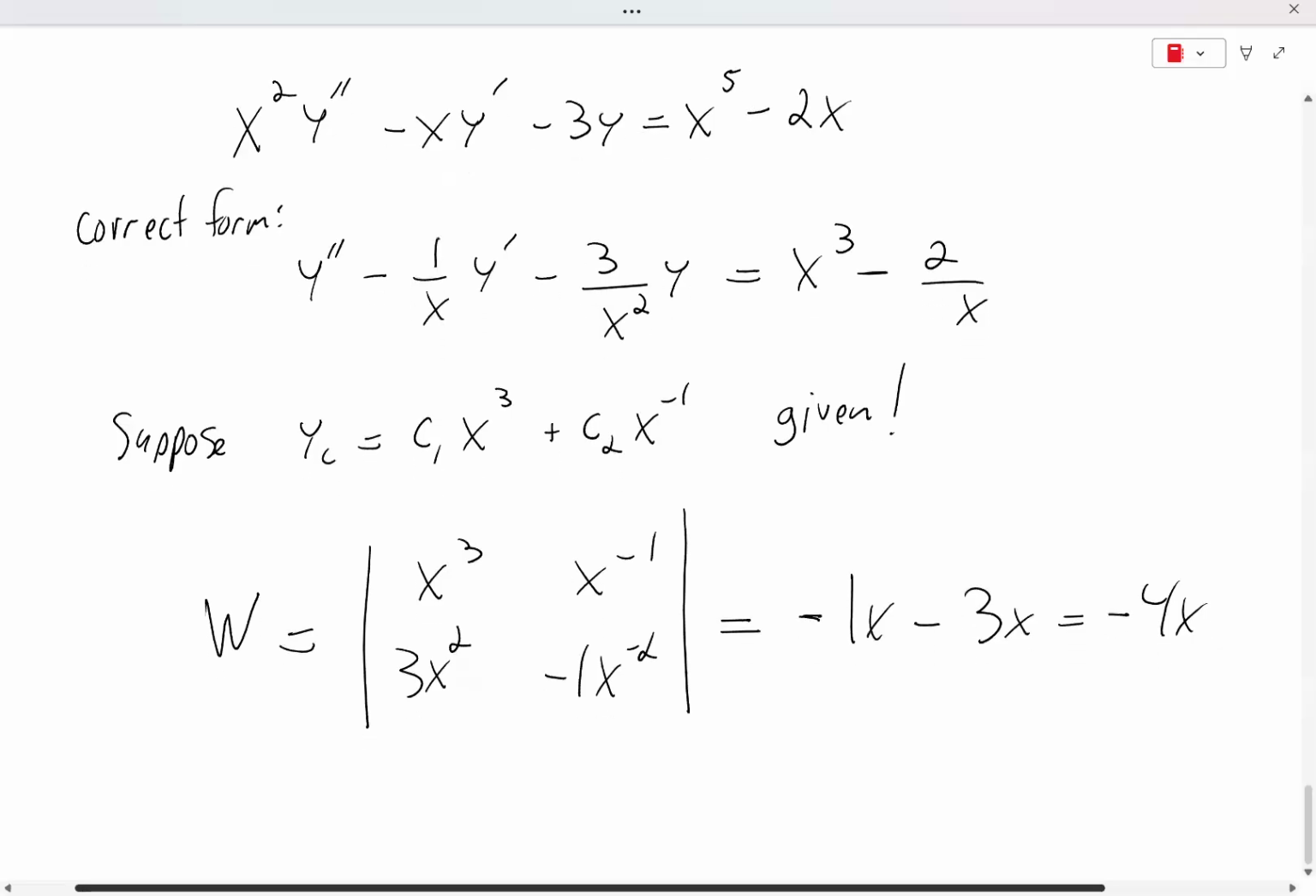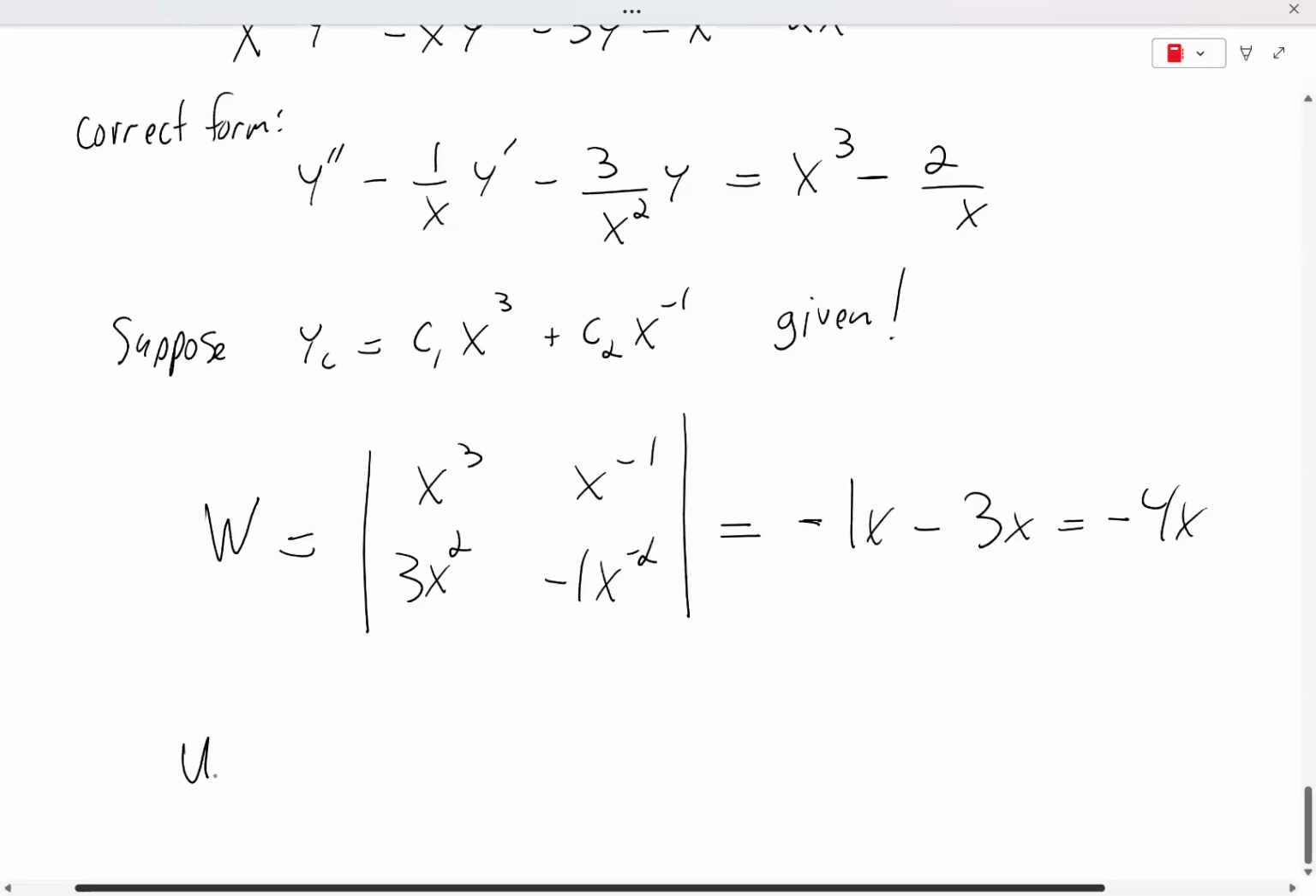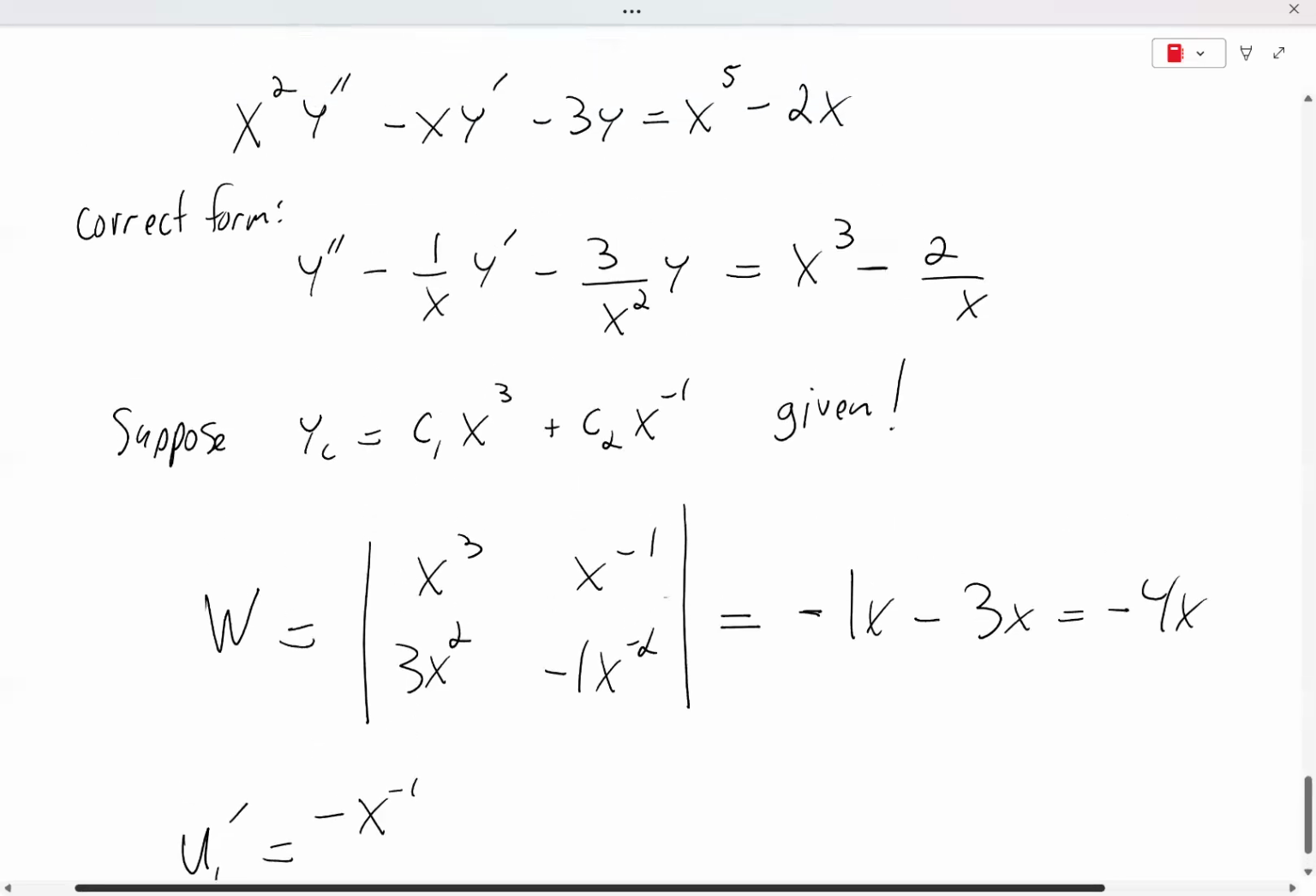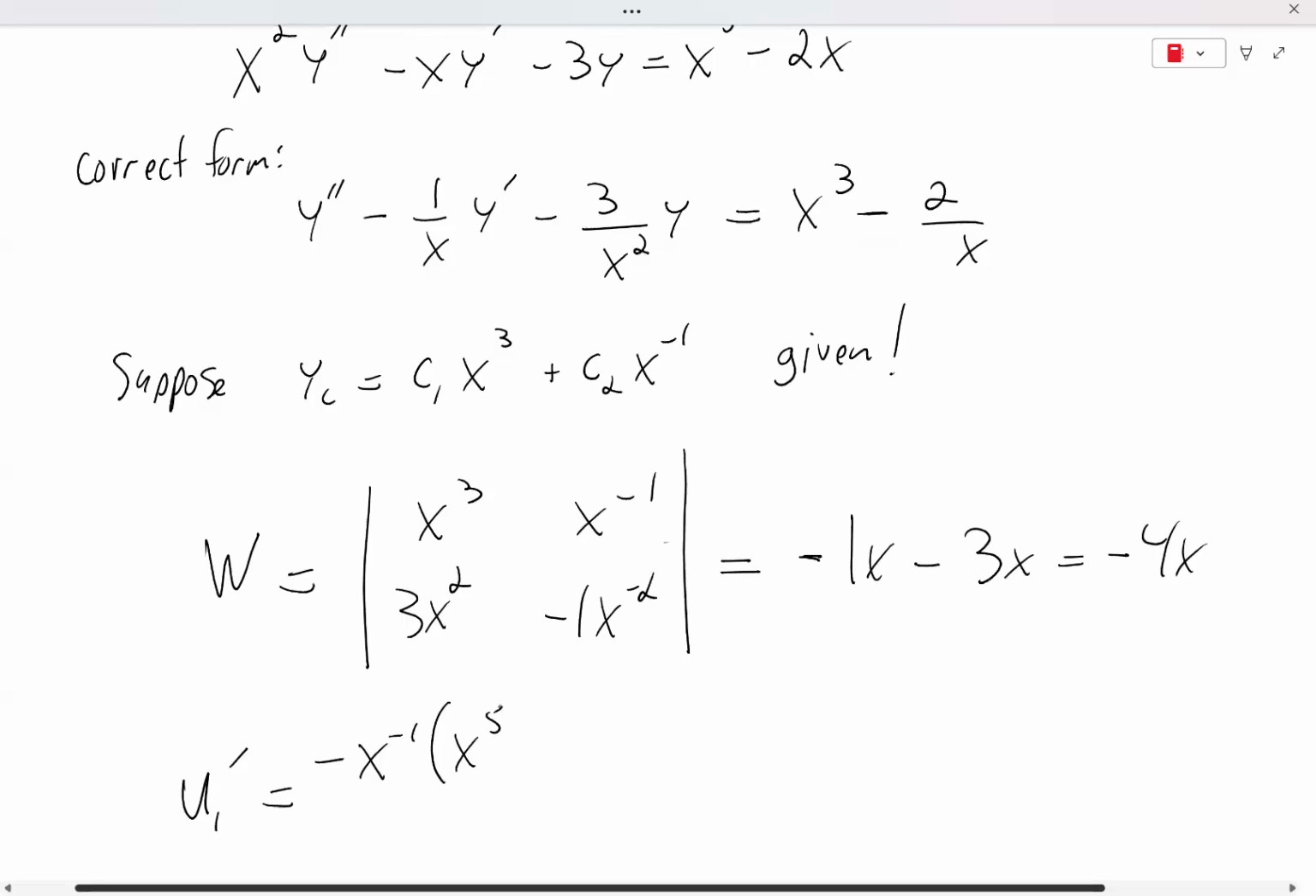So we got that. And then now u sub 1 prime is equal to negative y sub 2, which is this, times the f of x, which is the x to the fifth minus 2x, all divided by negative 4x.